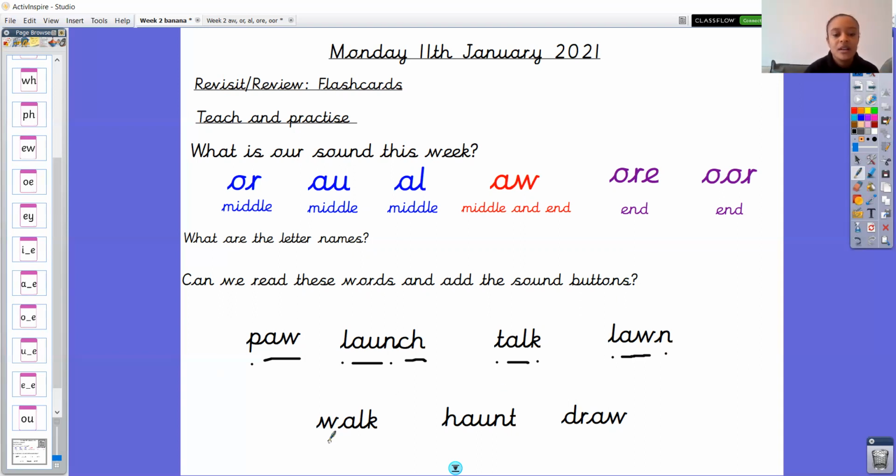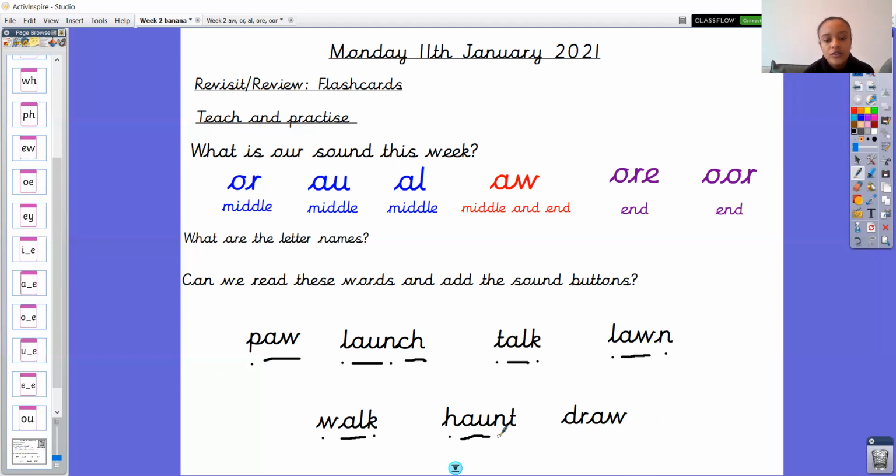Okay, brilliant. Next one, we've got AL again for this one. W, or, walk. It's really tempting to say ow when you see that. We've got to remember it makes the or sound. Walk, walk. Give me your phonics fingers. Ready to do that one together? 1, 2, 3. Walk, walk. Brilliant. Okay, next one.